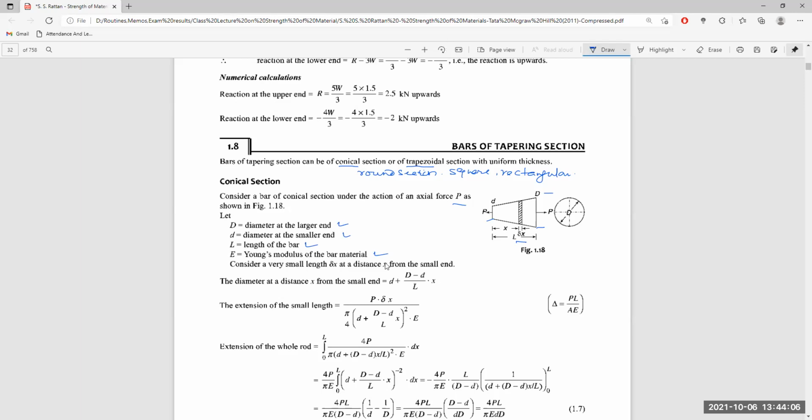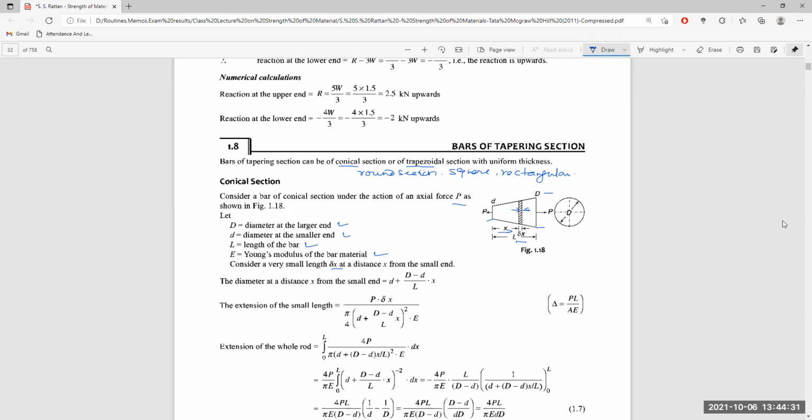Now, consider a very small distance delta x here, at a distance x from the small end. The diameter at a distance x from the small end should be d plus (D minus d) divided by L into x. This is very clear.